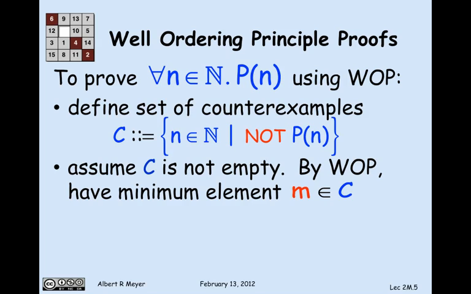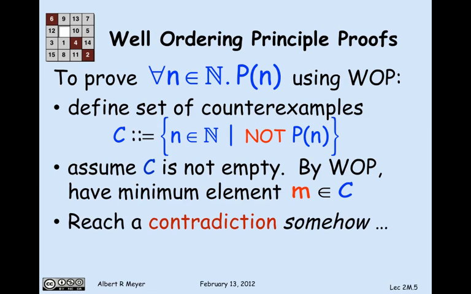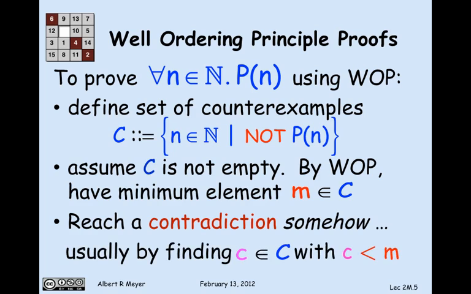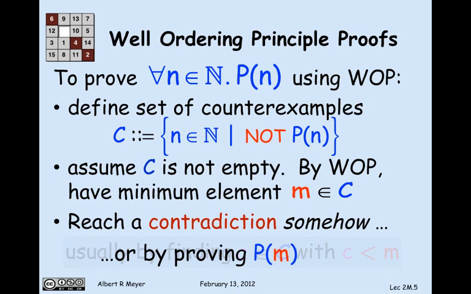And at this point, by assuming that M is the smallest counterexample, we have to reach a contradiction somehow. Now, up to this second bullet, it's the template, but the third bullet is where the real math starts, and there isn't any template anymore. How you reach a contradiction is by reasoning about properties of P of n, and there's no simple recipe. But the usual organization of the contradiction is one of two kinds. You find a counterexample that's smaller than M. You find a C that's in the set of counterexamples, and C is less than M. That would be a contradiction because M is the smallest thing in C. Or you reach a contradiction by proving that P does hold for M, which means it's not a counterexample. And those are the two standard ways to organize a well-ordering proof.